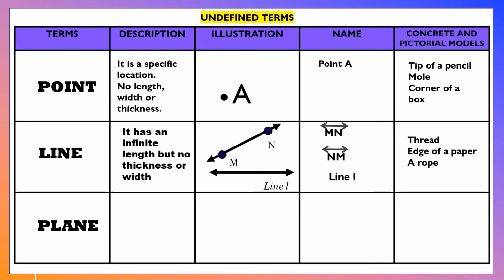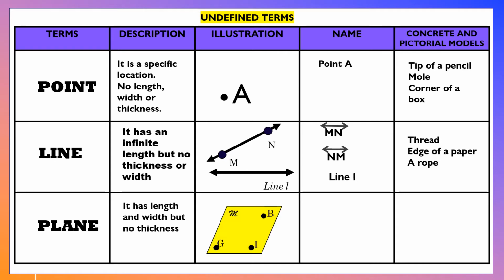Next is a plane. It is a flat surface that extends infinitely in all directions. It has an infinite length and width but no thickness. This is the illustration of a plane. A plane is named by a single script capital letter or using three points in the plane which are not on the same line. So to name this plane, we have plane BIG or plane M. Examples of a plane: wall, ceiling of a room, top of a table.